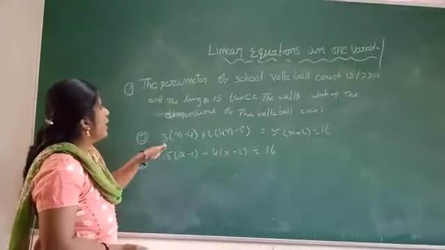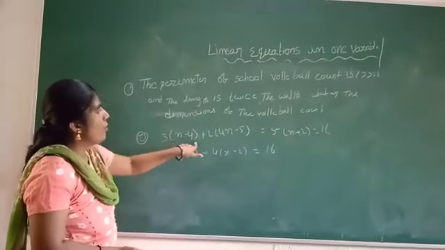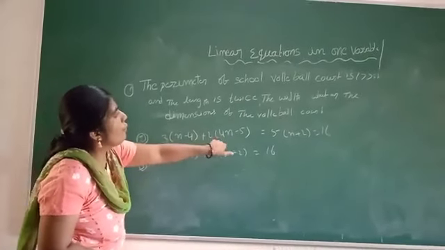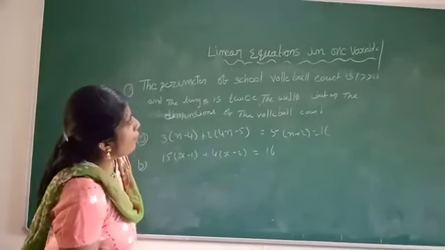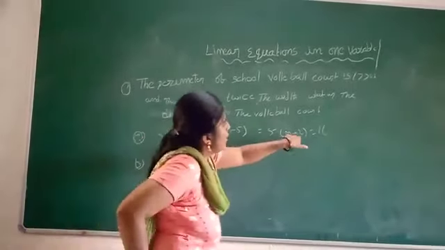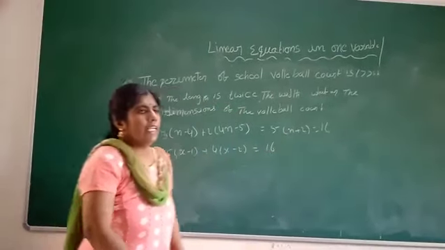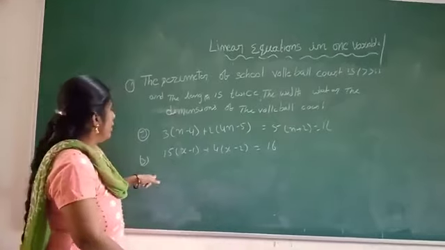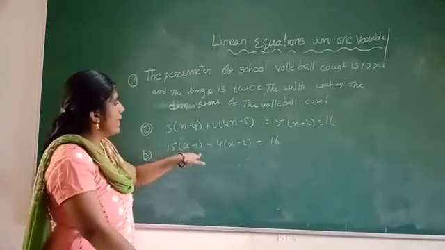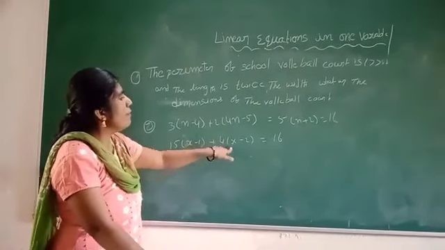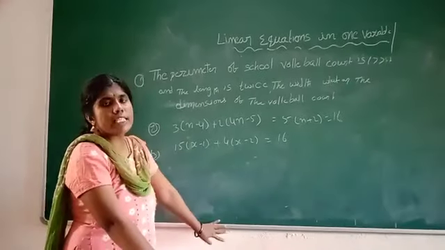Second question, 3 into n minus 4 plus 2 into 4n minus 5 equal to 5 into n plus 2 equal to 60. Over. Next question. 15 into x minus 1 plus 4 into x minus 2 equal to 60.